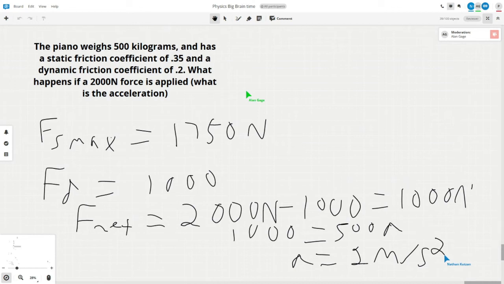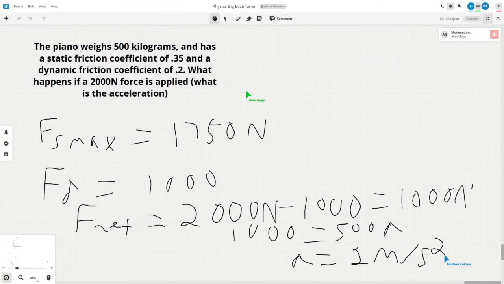So just to sum up, the first thing that Alan did was find the maximum force of static friction, just by taking the normal force times the static friction coefficient. If the force that we applied was less than that number, the object wouldn't move, and the acceleration would be 0. But since it is greater than 1750, then it is going to move. So then we move to dynamic friction. You find the force of dynamic friction, which was 1,000. Find the net force. So we know we're applying 2,000 and it's resisting with 1,000. So there's 1,000 total newtons of net force. And then you just use F equals ma and solve for a to find acceleration.